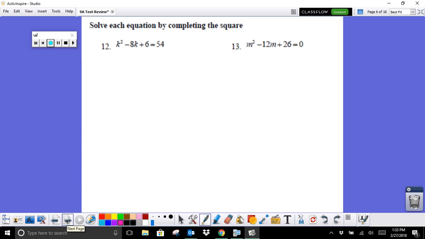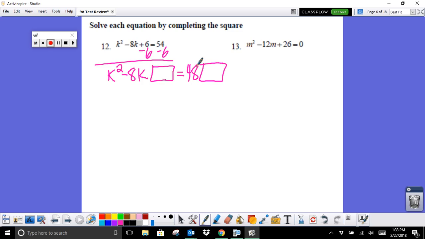Number 12, solve each equation by completing the square. All right, so here we go. I need to get my constants isolated on the right side. So I'm going to subtract 6 first. That leaves me with k squared minus 8k, and I'm going to leave a square, equals 54 minus 6, which is 48. And then I'm going to leave another box, another square. Now I need to figure out what number is going to complete that square.